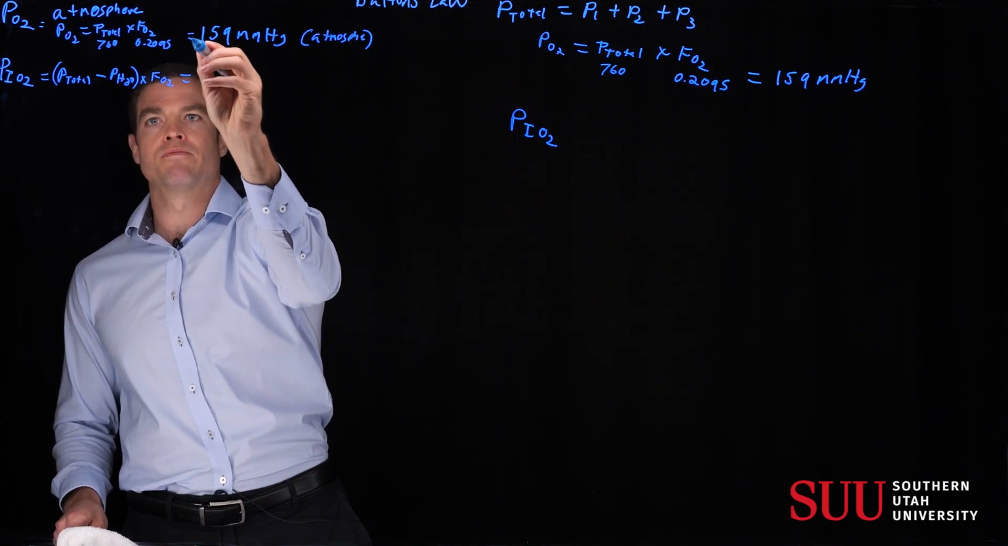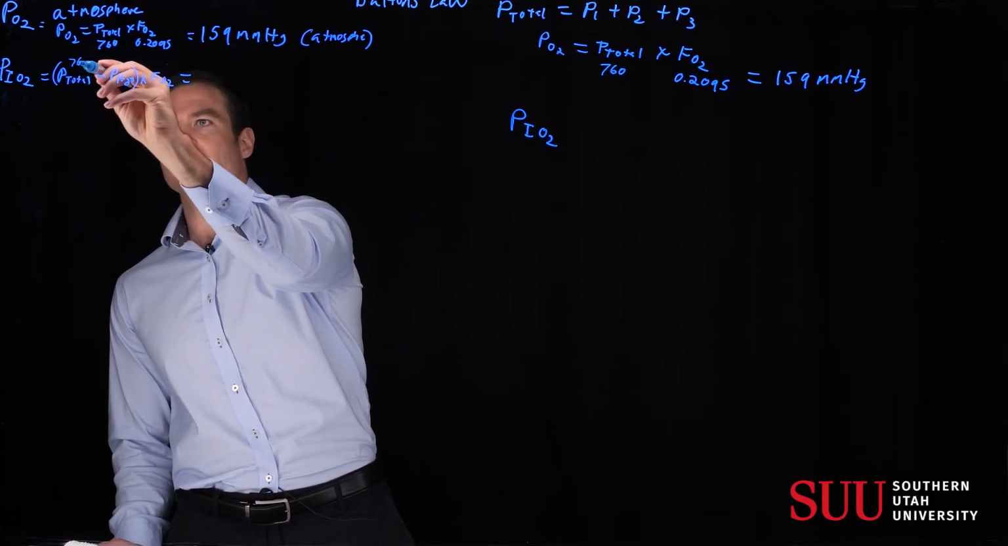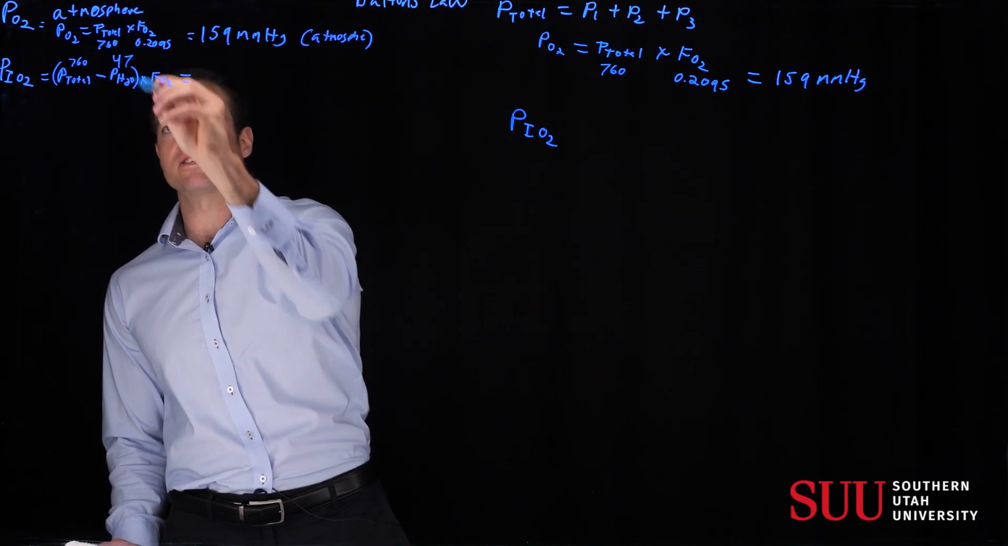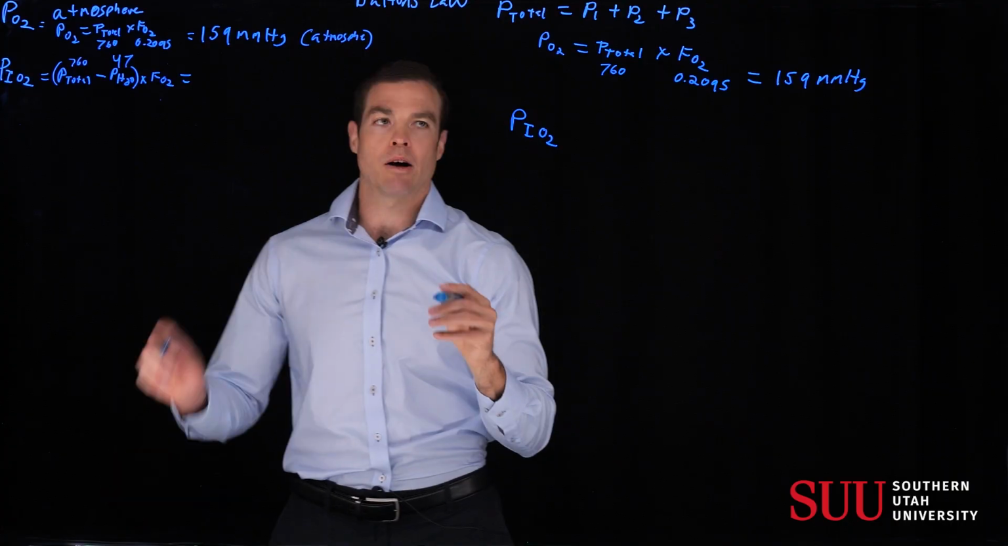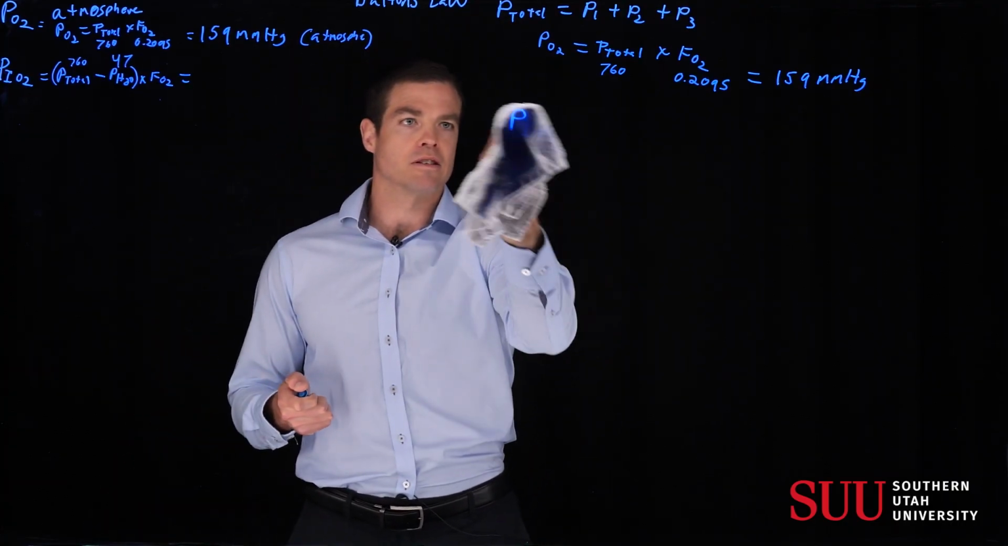And what does that give you? So we know that the total was 760. Here, water pressure is 47 millimeters of mercury. And I want to explain that a little bit more, because I think it is kind of interesting, actually.